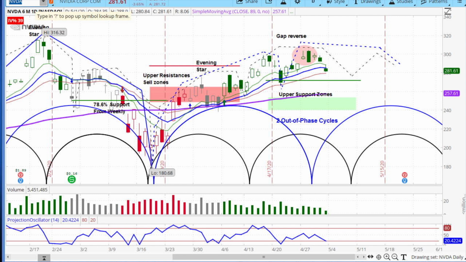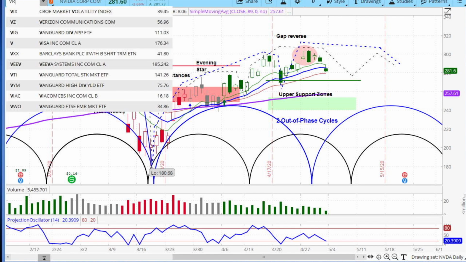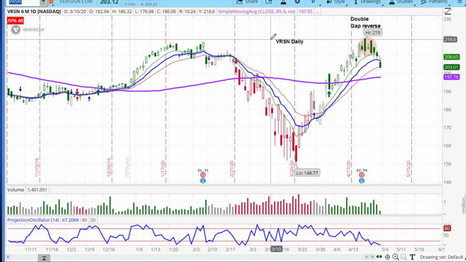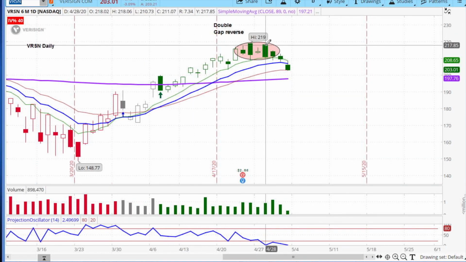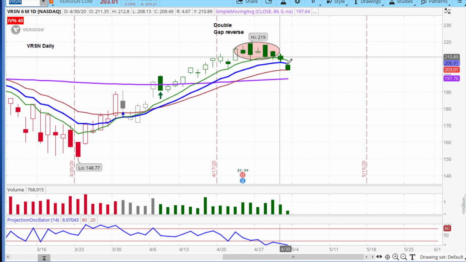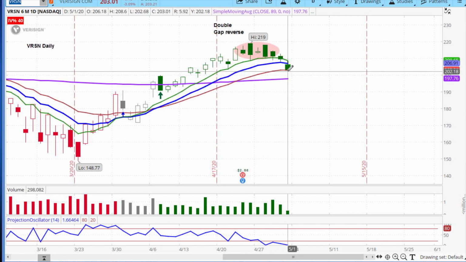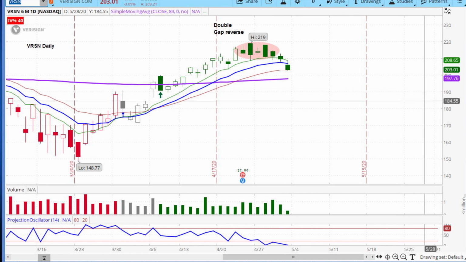And that's what the key is about the candlestick patterns, is they really give you a good sense for the psychology that's going on behind the market. So that is NVIDIA. VRSN, you can see it right in here. This is a double gap reverse. The first one here, the second one a little higher, and look at the stock moves down. It got a high of 219. It's now trading at 202. And a beautiful look at another gap reverse high where the stock continued to move down.